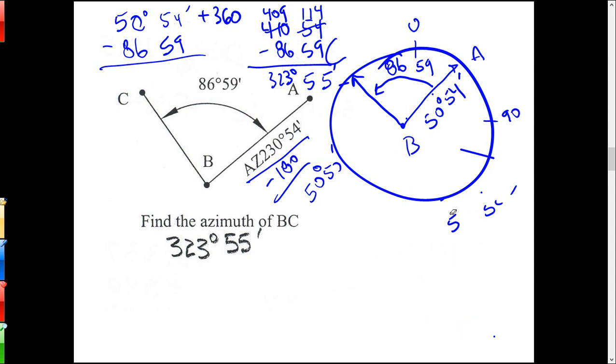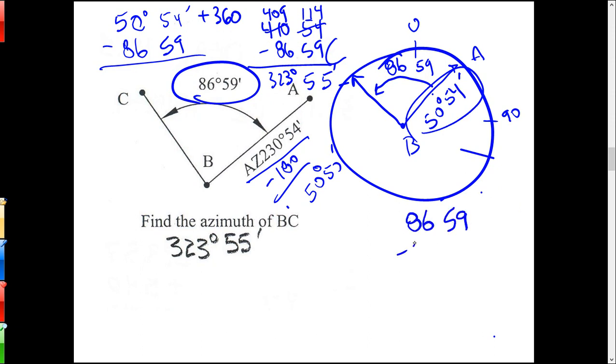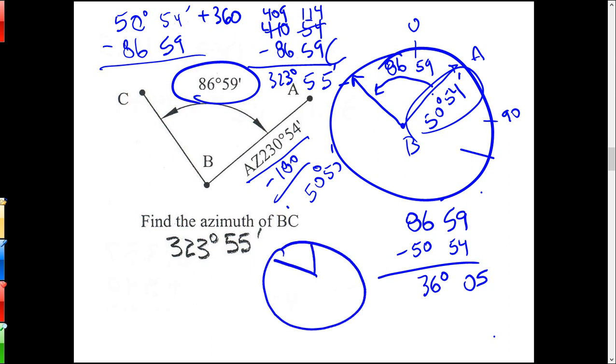Okay, if you want another way you could have done this, you're taking 50, you're going back to the left, 86-59. 50-54 will get you due north, won't it? Yeah. So 86-59, take away the 50-54. There's 36-05. So now you're due north and you're coming back 36-05. Okay? I mean, that's another way you could do it too. You know, there's many ways to do the calculations. The important thing is to have the picture so you're not just throwing numbers around.